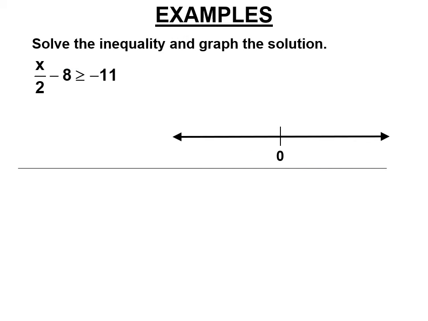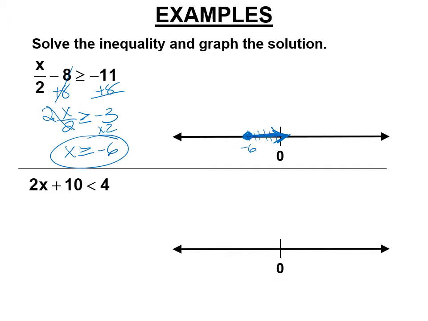Now you're going to solve and graph it. We could have been doing this, right? So we're going to add 8 to both sides. x divided by 2 is greater than or equal to negative 3. Multiply both sides by 2. x is greater than or equal to negative 6. So we have to graph x is greater than or equal to negative 6. Negative 1, negative 2, negative 3, negative 4, negative 5, negative 6. Closed circle on negative 6, and we need the numbers greater than or equal to negative 6. That's graphing your solution, right? That's the solution. Now we graphed it.